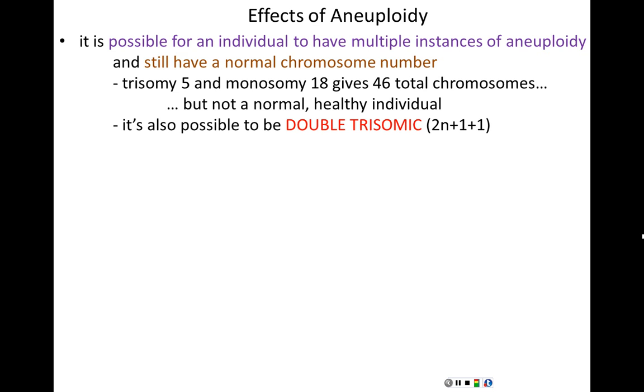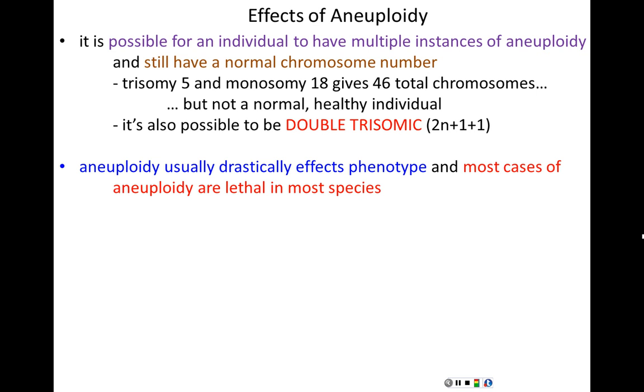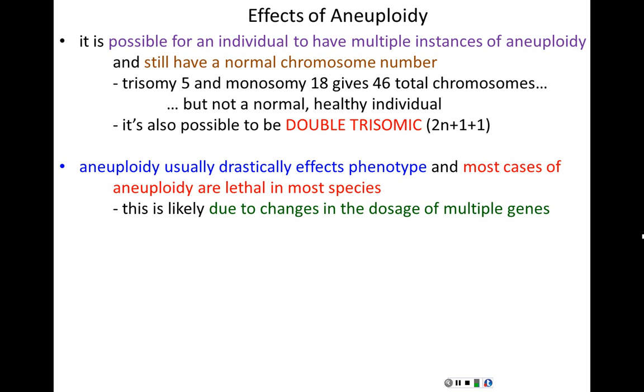It's also possible to be double trisomic, where you have one extra chromosome for two different pairs. And so you have 48 total, but you're not tetrasomy. In any event, regardless of how you slice it, aneuploidy usually drastically affects the phenotype of the individual, and in almost all cases, aneuploidy is lethal, in almost all species. This is due to a complete imbalance of gene dosage, changes in the dosage of multiple genes across that entire chromosome that has either been lost or gained.